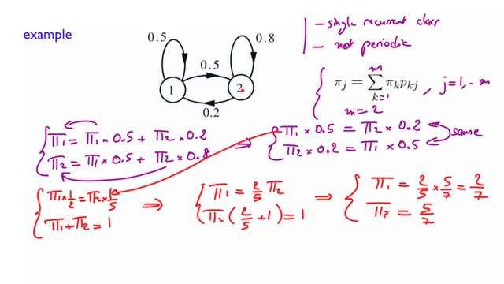Again, the process will keep jumping back and forth, but the steady state probability will settle to a given value here in 1. That will be 2 over 7, and the steady state probability of being in 2 will settle to 5 over 7. And finally, in this example, and more generally when we have a single class and no periodicity, the initial state does not matter.